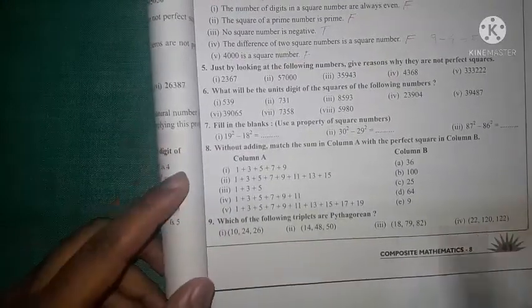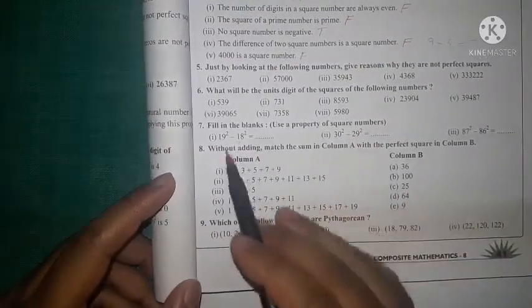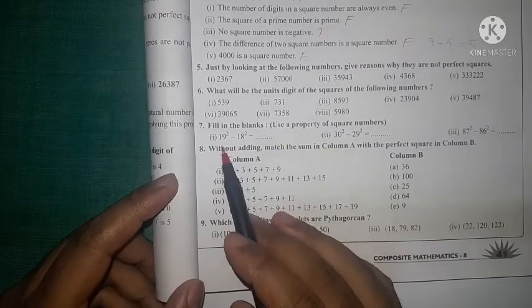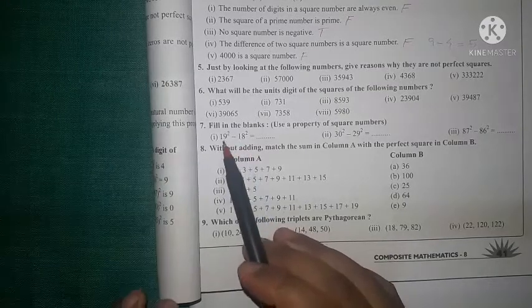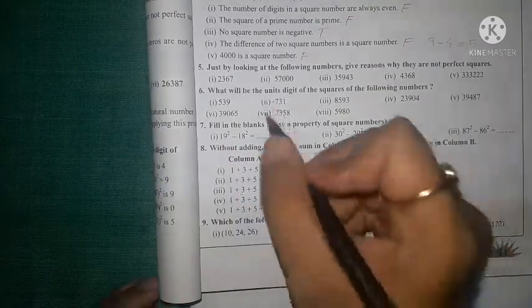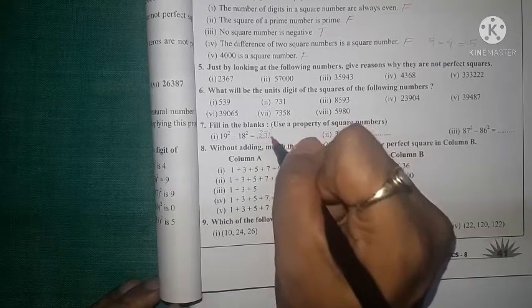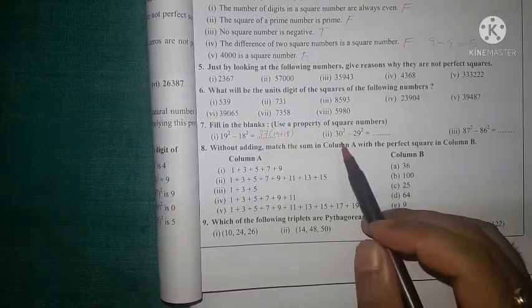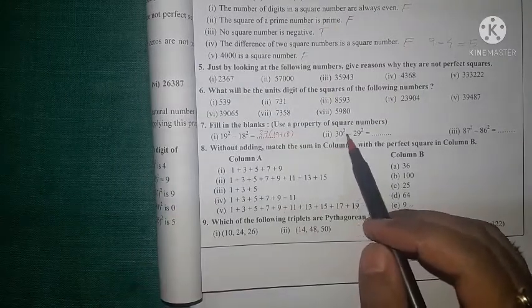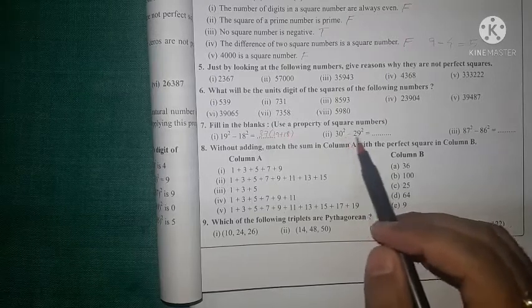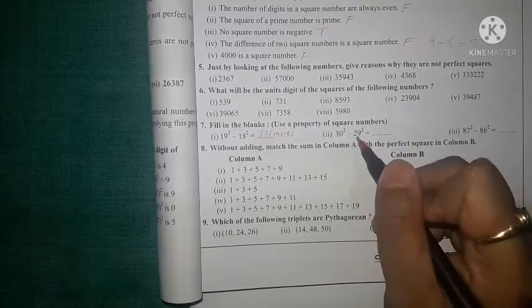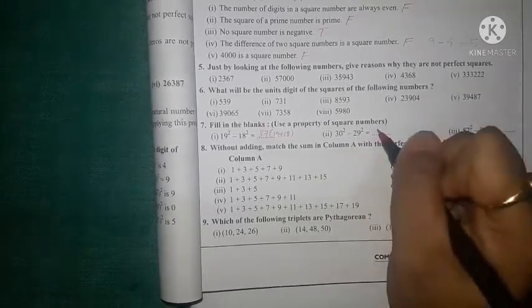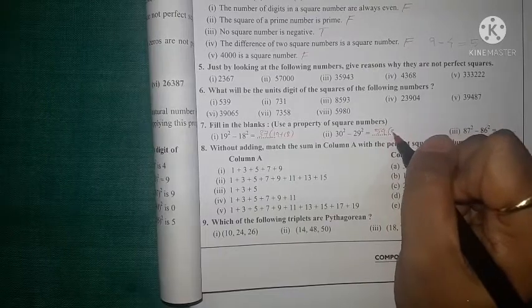Question number 7 says fill in the blanks, use the property of the square number. This is property number 8: the difference of the squares of two consecutive natural numbers is the sum of the natural numbers. So here the answer will be 37, that is 19 plus 18, 37. Here again we have used the same property, that the difference of the squares of two consecutive natural numbers is equal to the sum of the numbers. So here it is 30 plus 29, that is 59.